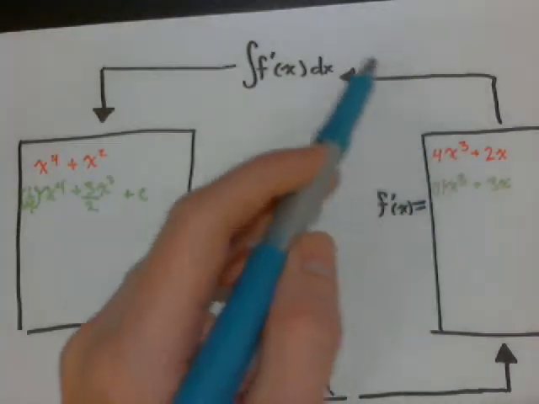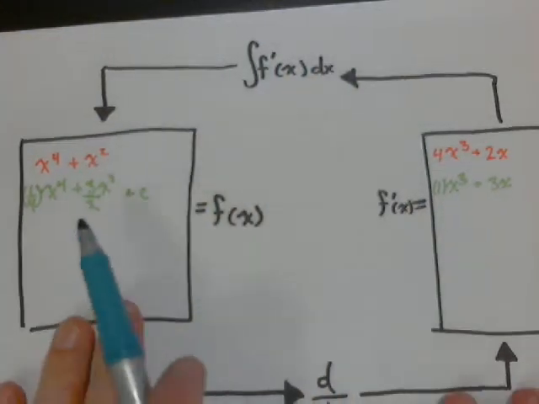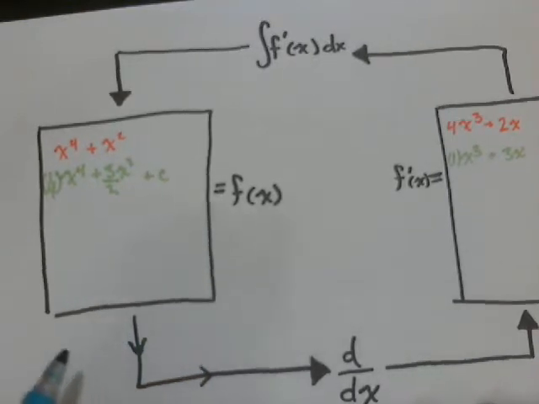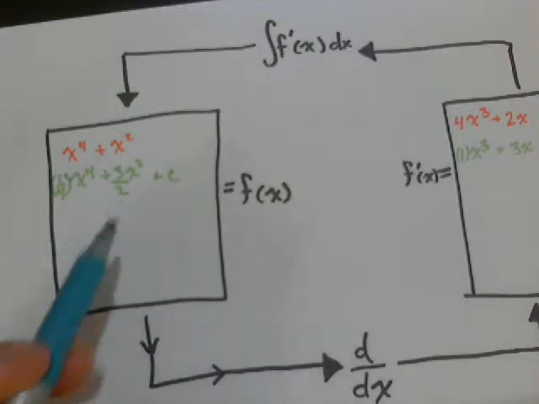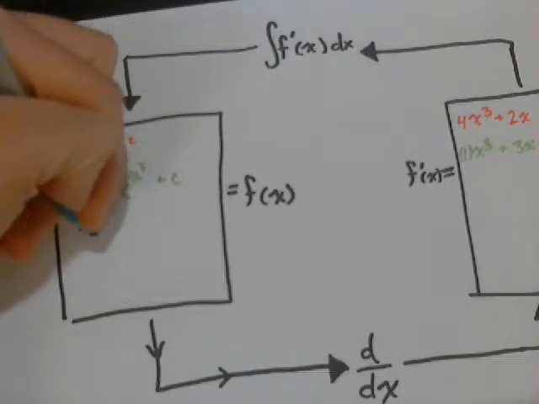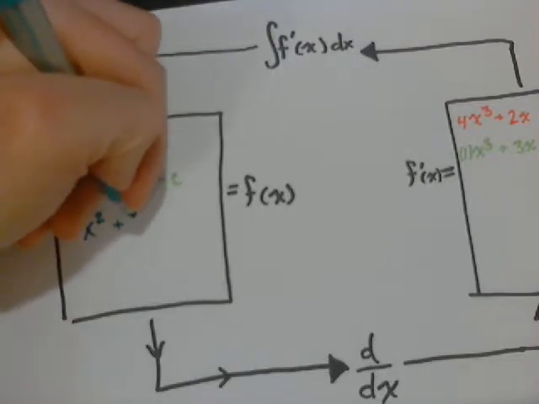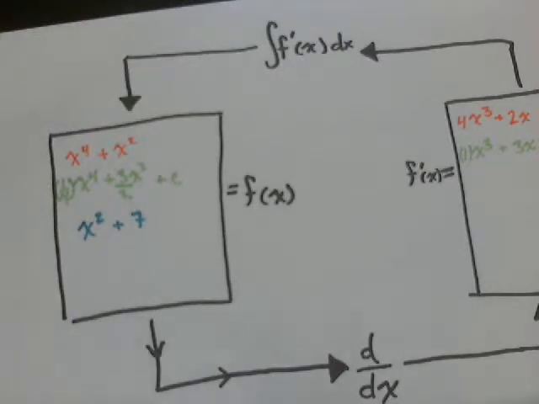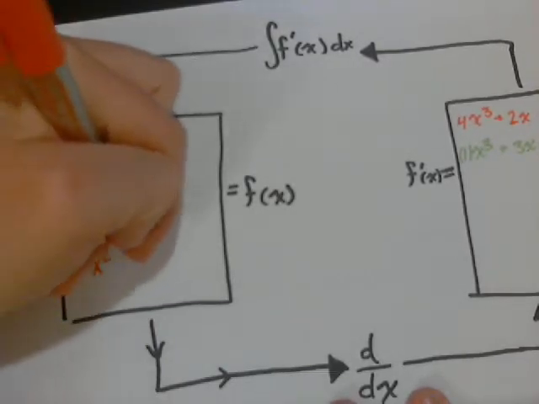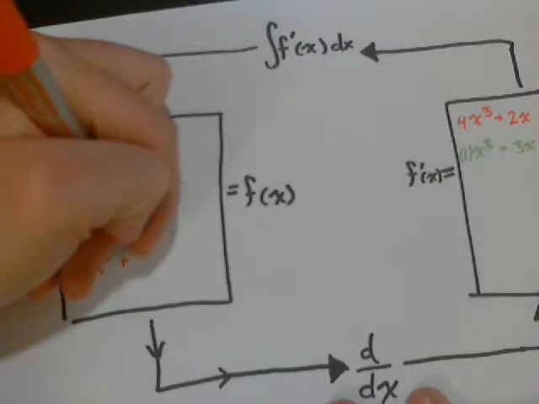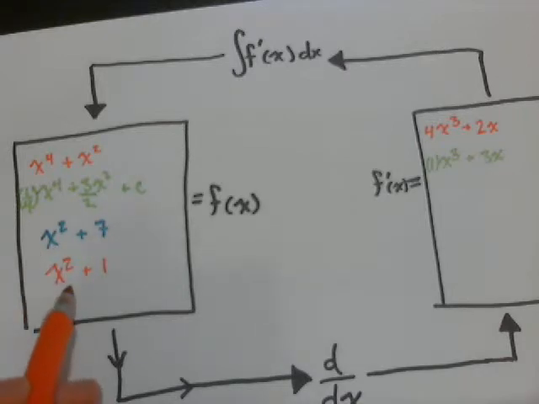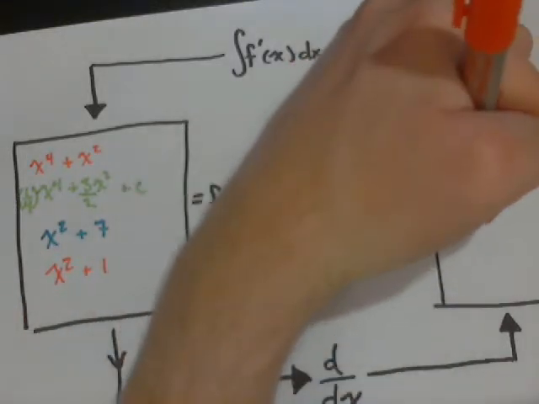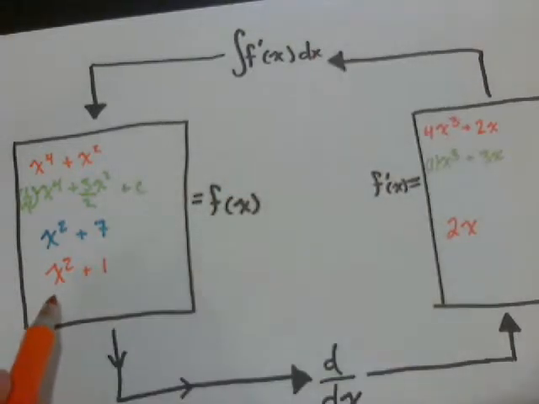Now, let me show you where this doesn't always add up, and essentially why we need this plus c right here. Let's say that we have the function x squared plus 7, right? And then let's say we also have the function x squared plus 1. So what happens if we take the derivative of x squared plus 1? Well, we're going to get 2x from the x squared, and then the derivative of 1 is 0, so you're just going to get 2x, and that's the whole thing.